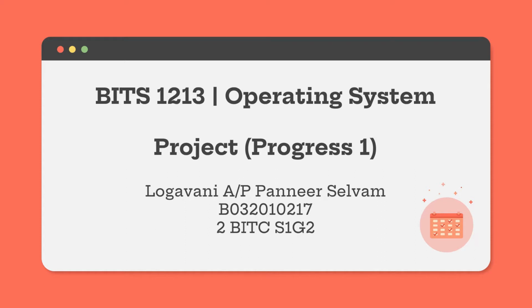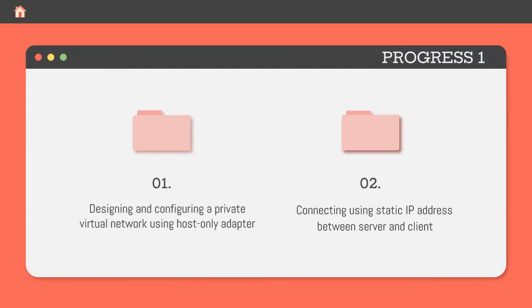Today we will be seeing the progress 1 of my project for the subject operating system. We will be doing two things for progress 1. The first is designing and configuring a private virtual network using host-only adapter, and the second is connecting using static IP address between server and client.